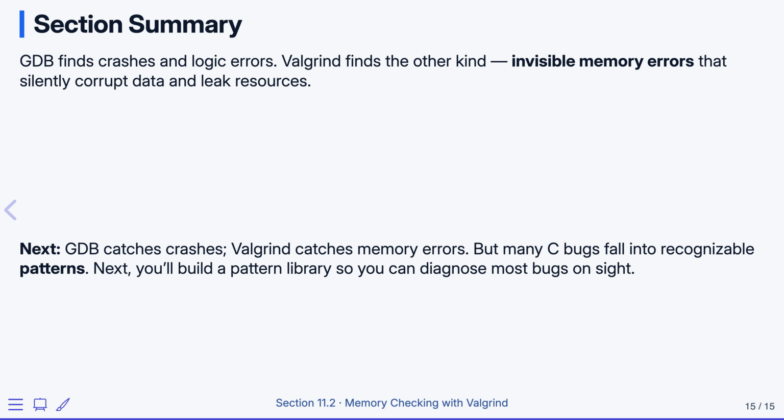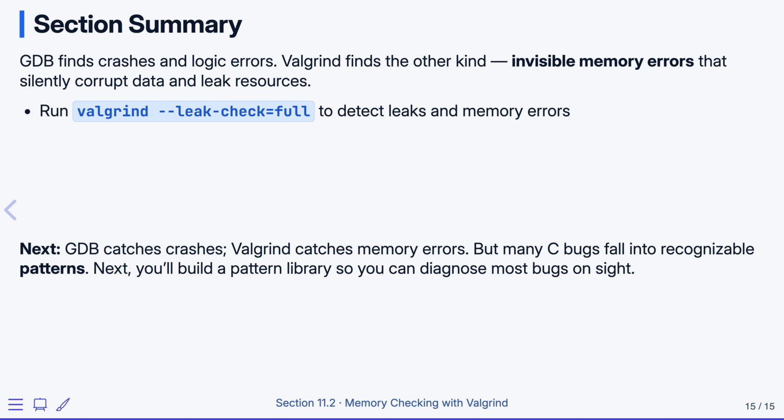Let's recap. GDB finds crashes and logic errors. Valgrind finds the other kind, invisible memory errors that silently corrupt data and leak resources. Together they form the professional C programmer's debugging toolkit. Run Valgrind with --leak-check=full to detect leaks and memory errors. Read each report for the error type, the source line, and the stack trace.